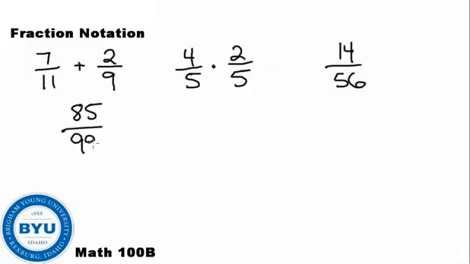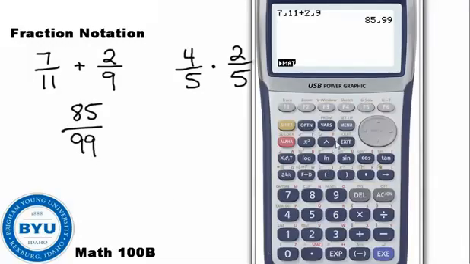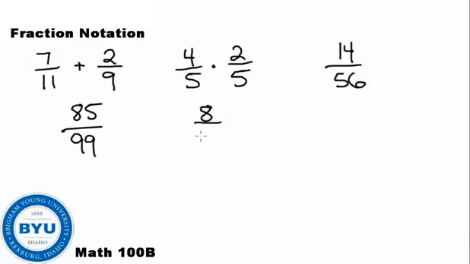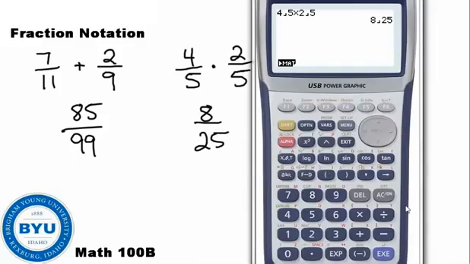The next one is a multiplication problem, so I'm going to do 4/5 times 2/5, and that gets me 8 over 25. Lastly, I can simplify fractions. 14 over 56, I'm going to have it automatically simplify just by pushing the enter button. Well, that's just 1/4.